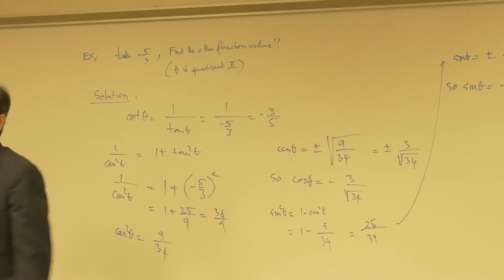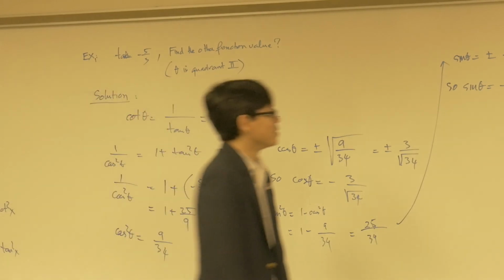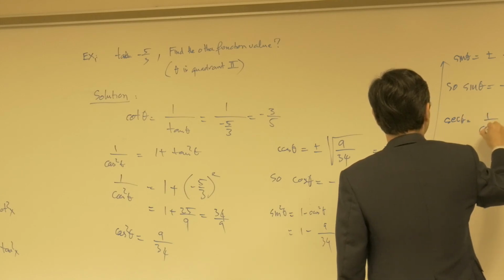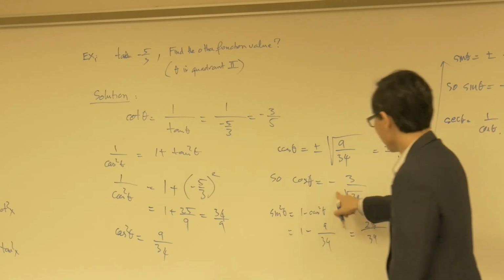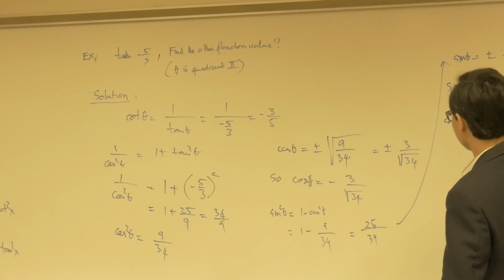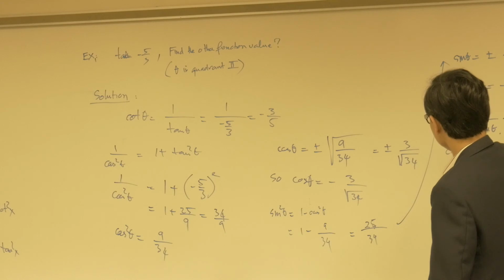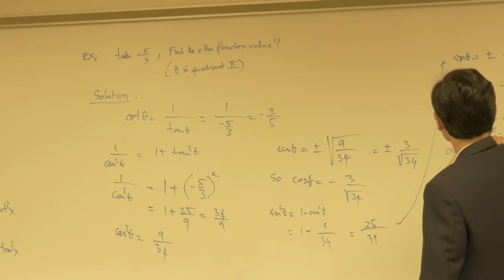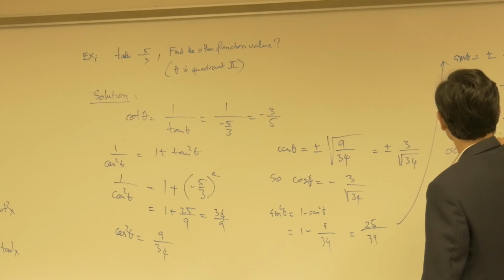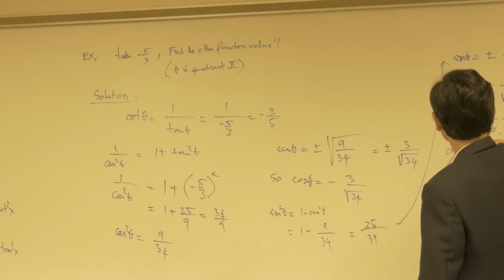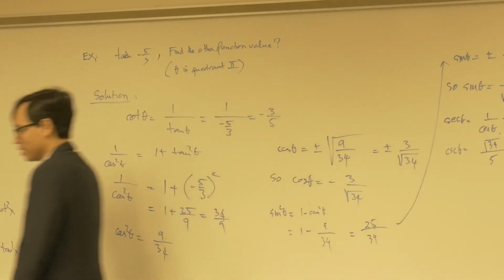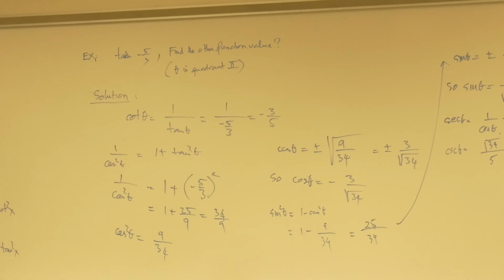Now we can get secant and cosecant easily, right? Secant is 1 over cosine, and cosine is negative. We already took it, so that gives you negative square root of 34 over 3. Cosecant is 1 over sine, so that gives you positive square root of 34 over 5. And that's it.